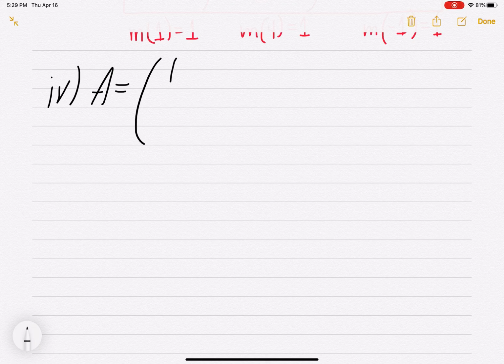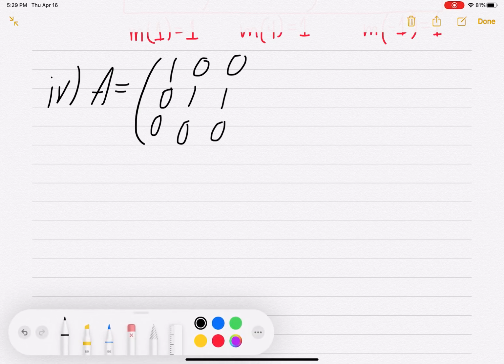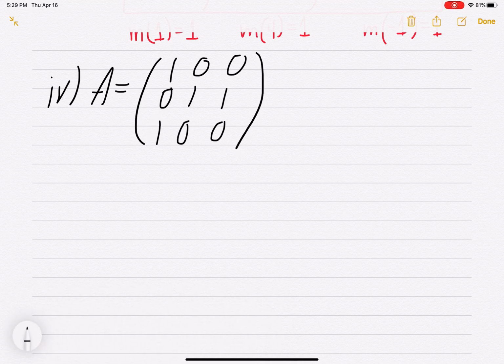Here I got 1, 0, 0, 0, 1, 0, 0, 1, 0. No, this is wrong. This is supposed to be a 1 right here in the corner. My bad. All right, so that's our matrix. We want to find all the eigenvalues of that matrix.